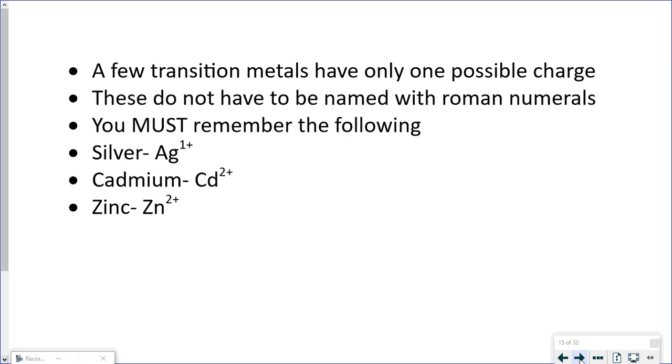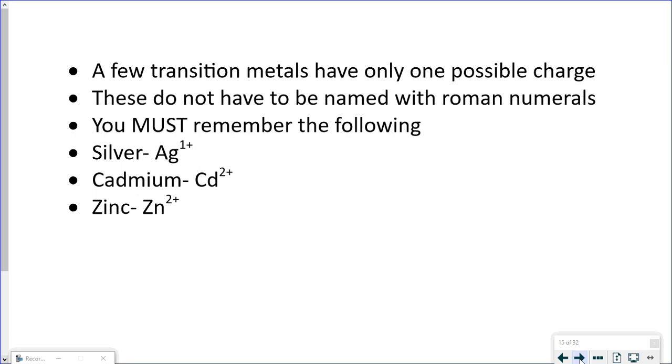Note that there are some transition metals that do not have a stock or a classical name because they only have one possible charge. So you have to know the charges of these 3 because you're not going to be given Roman numerals or anything like that. The first one is silver. It's always a +1 charge. Cadmium and zinc, which are in the same column, are always going to be a +2 charge.